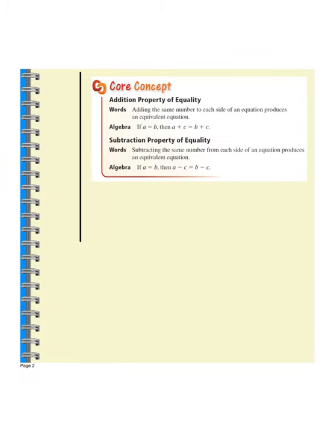All right, we have 4 core concepts in today's lesson. The first one is the addition property of equality. This basically says that adding the same number to each side of an equation produces an equivalent equation. So you have to balance the equation. If you're going to add a number to one side, you have to add it to the other side. For example, you have 3 equals 3. Well, if I'm going to add 2 to one side, I have to add 2 to the other side to keep it equal.